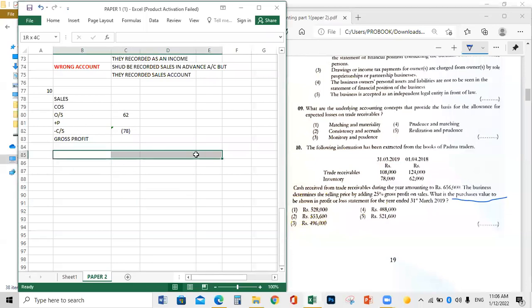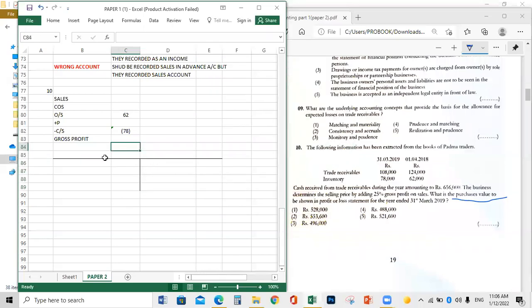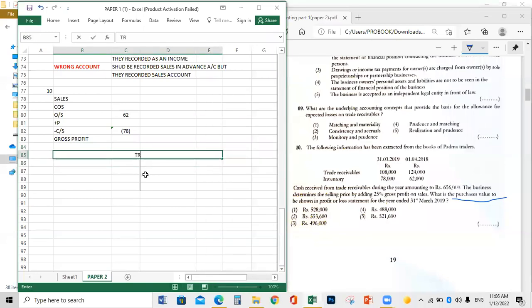So let's quickly draw a small trade receivable control account and then find the sales value. They have given you the opening trade receivable and the closing. Opening, it's an asset, so write it on the debit side. Opening is 124 and the closing is given. It comes on the credit side. Closing is 108,000.